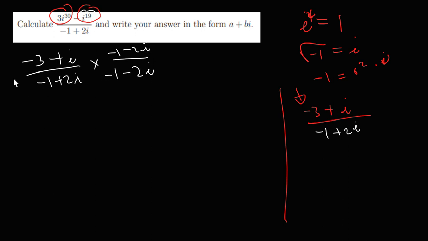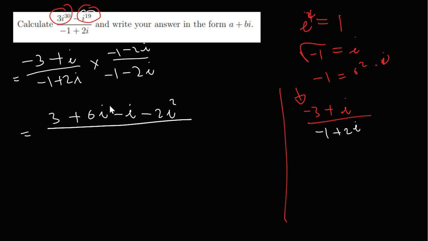Okay, we multiply by this, and okay, then we do the full thing. This multiplied by this one is going to give us a positive 3, and this multiplied with this is going to give us a positive 6i, and the i multiplied by minus 1 is going to give us a minus i. I minus multiplied by a negative 2i is going to give us a negative 2i squared.